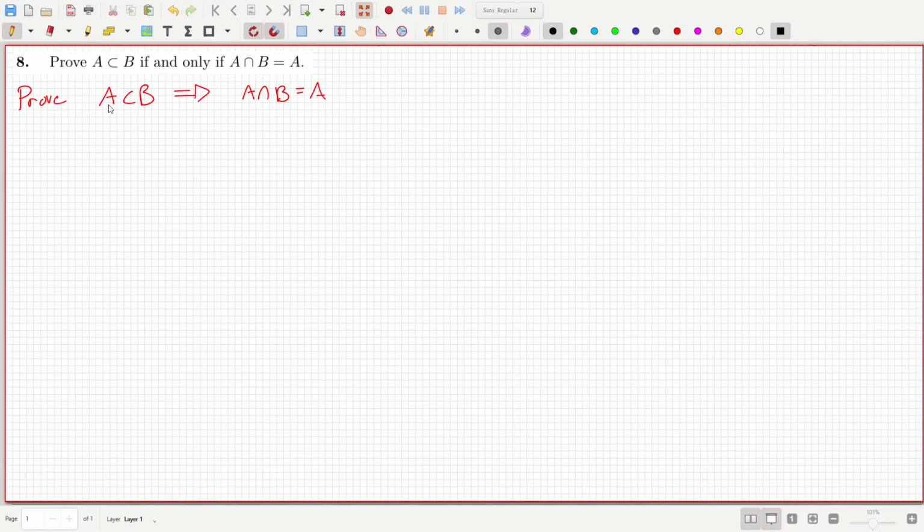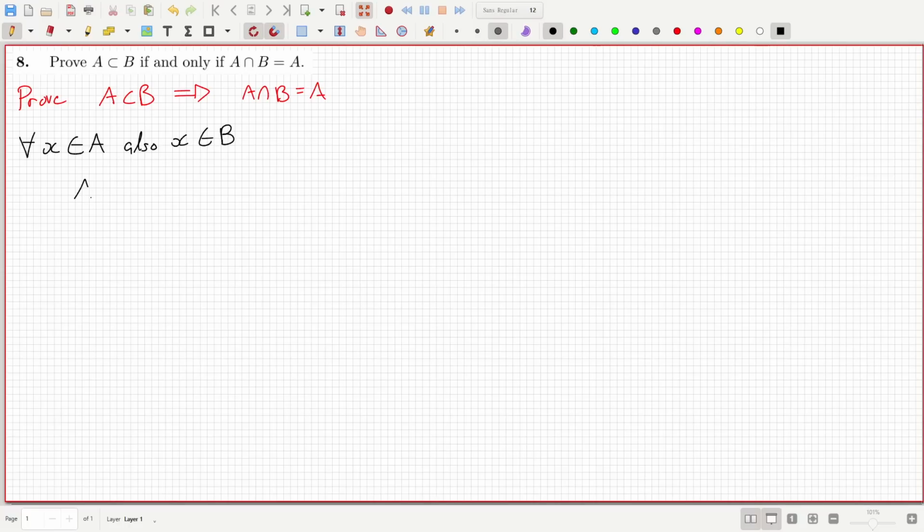So if A is a subset of B, that means for all X that's in A, also X will be in B, because that's what it means to be a subset. It means all the elements that are in A are also in B. And it's possible that B would have some elements in it that are not in A.